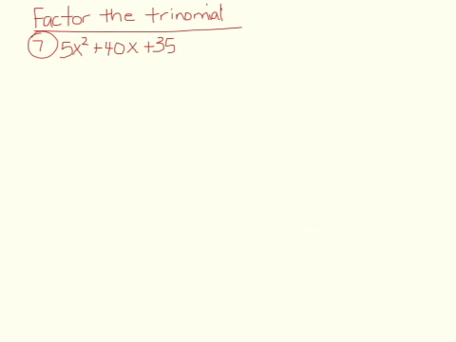On number 7, we've got 5x squared plus 40x plus 35. Now this one's a little bit different because we have a 5 in front of the x squared. But to make your life a little bit easier, the first thing you want to do is factor out any greatest common factor between these three terms. So the greatest common factor between those three terms is 5. So if I pull a 5 out, I'm left with x squared plus 8x plus 7. So that's what we were doing yesterday on 7.1.